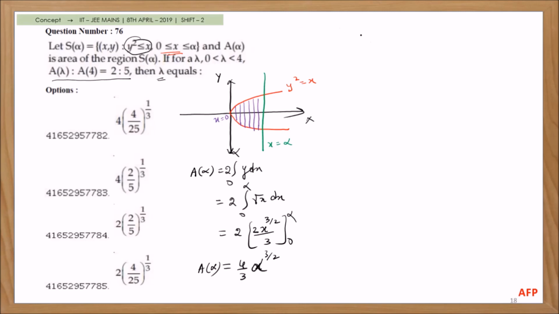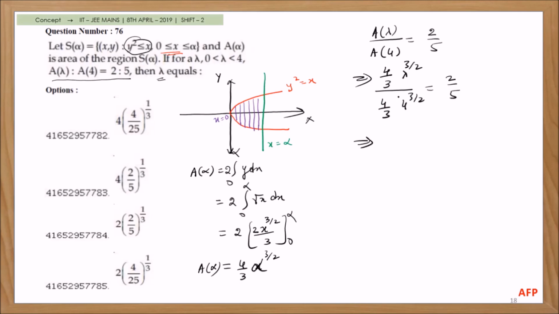Now we'll write this ratio: A of lambda divided by A of 4 is equal to 2 is to 5. This implies we substitute alpha here: 4 by 3 lambda raised to 3 by 2 divided by 4 by 3 times 4 raised to 3 by 2 is equal to 2 by 5. So this implies we can cancel out this part.